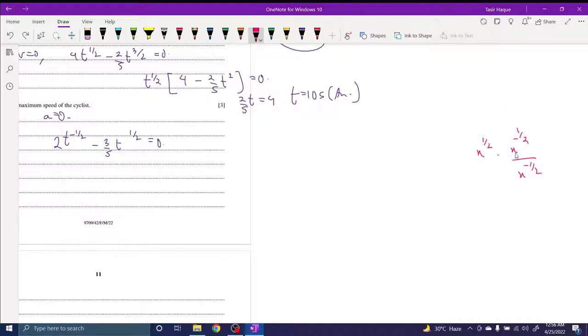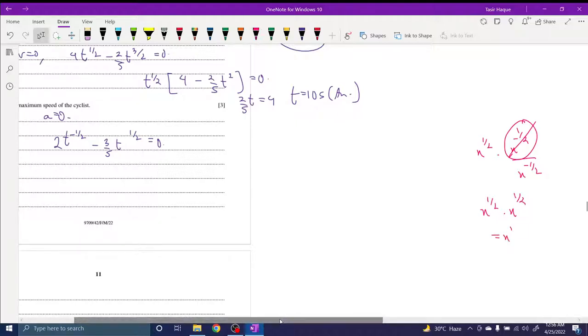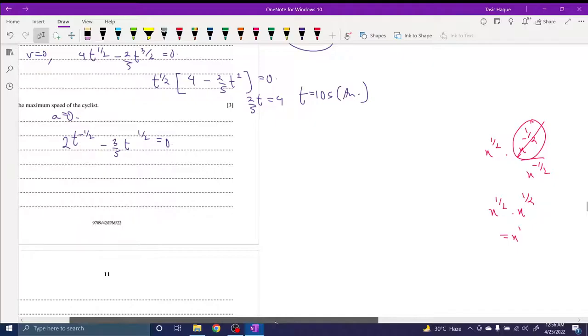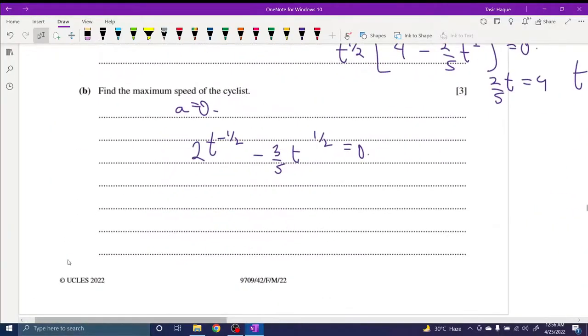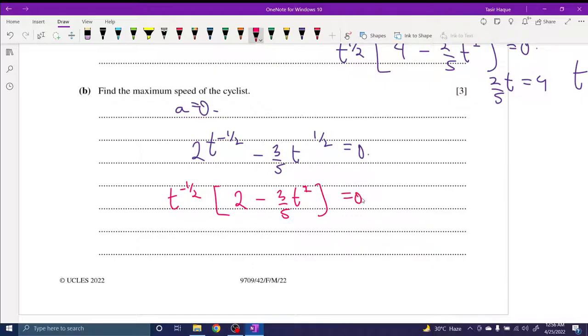So if you take x to the power minus half common, if you take it away from here, what do you end up with? X to the power half into x to the power half, or it's just x to the power 1. So this is the trick. You can use this in differentiation as well when you're applying quotient rule. It comes in handy basically. So I'm going to apply that trick. I'm going to take away t to the power minus half. So what am I left with? 2 minus 3 by 5 t to the power 1, right? That's the trick I applied, is equal to 0.